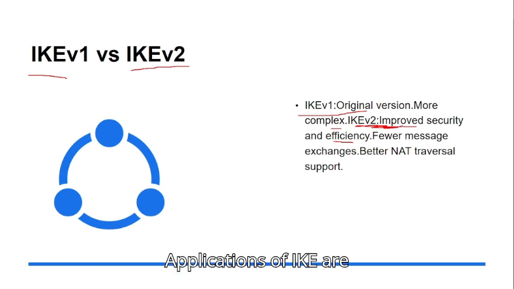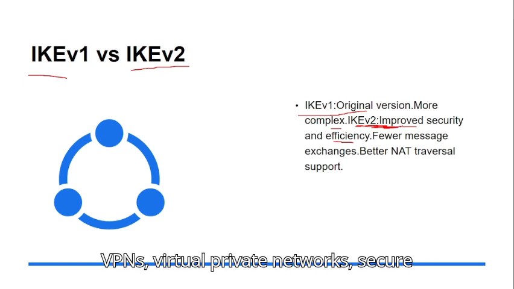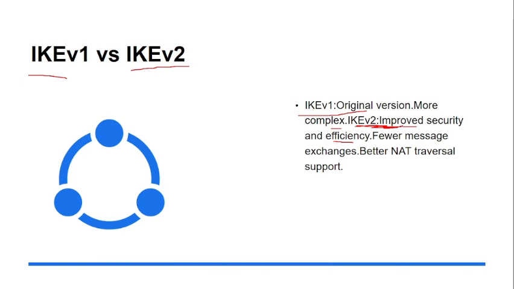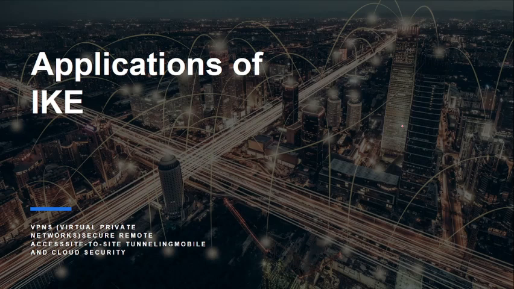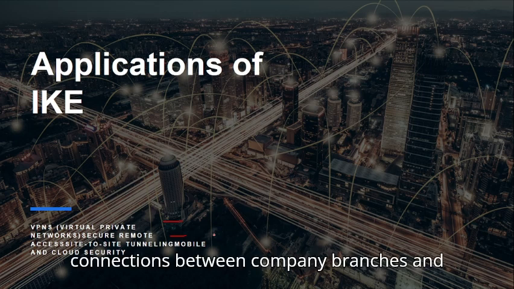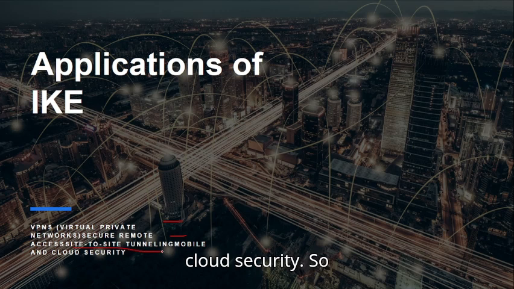Applications of IKE are VPNs, virtual private networks, secure remote access for working from home, and site-to-site tunnels, mobile connections between company branches, and cloud security. So basically, IKE makes internet communication safe.